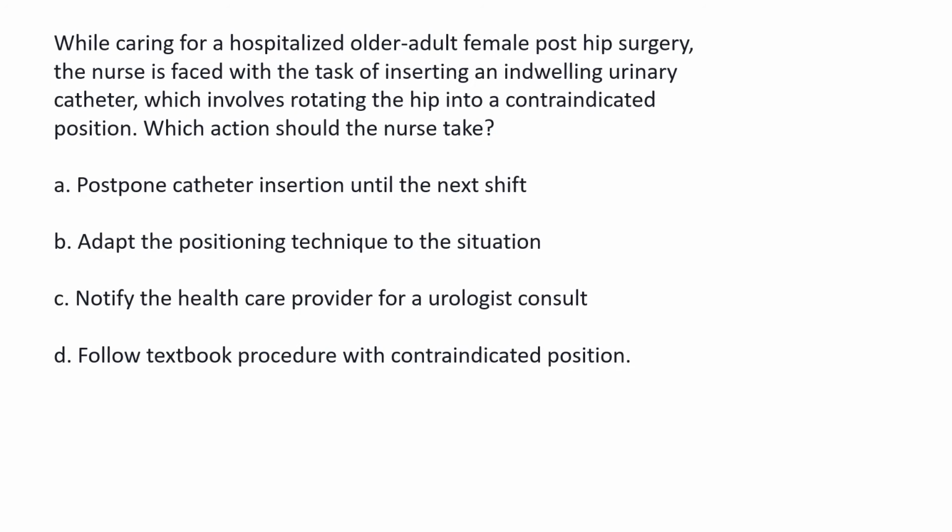While caring for a hospitalized older adult female post-hip surgery, the nurse is faced with the task of inserting an indwelling urinary catheter, which involves rotating the hip into a contraindicated position. Which action should the nurse take? A. Postpone catheter insertion until the next shift. B. Adapt the positioning technique to the situation. C. Notify the healthcare provider for a urologist consult. D. Follow textbook procedure with contraindicated position.